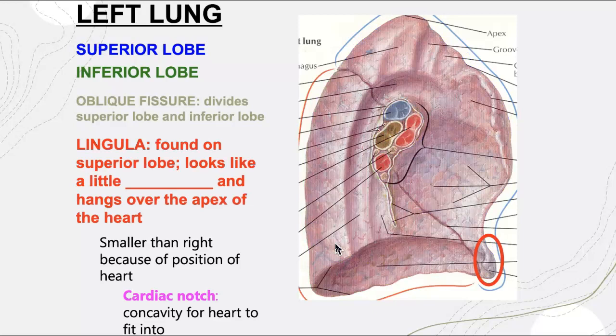We also have a unique feature here known as the lingula. This is found on the inferior aspect of the superior lobe, and it looks like a little tongue that is going to hang over the apex of the heart. Some say that this is a remnant of a 3rd lobe that used to exist. Now, we mentioned that the left lung is smaller because of the position of the heart closer to the left side of the thorax. And so this creates a cardiac notch here that is going to create a concavity for the heart to fit into.